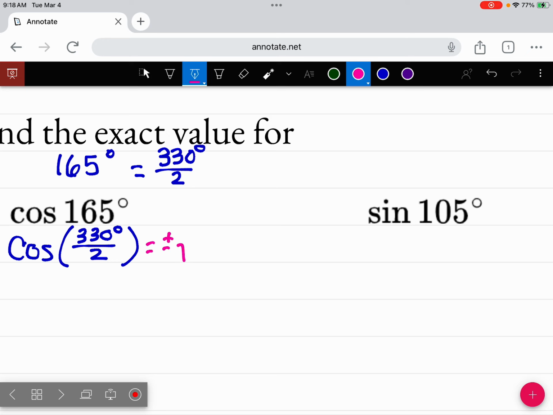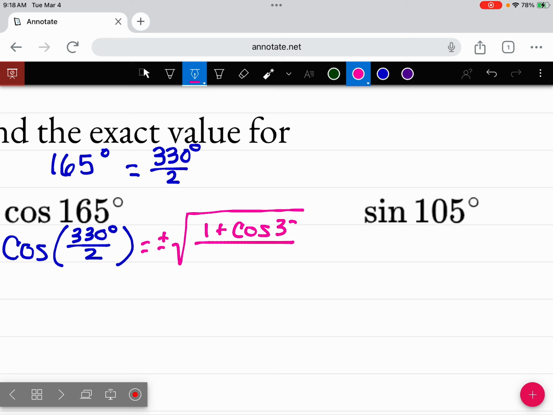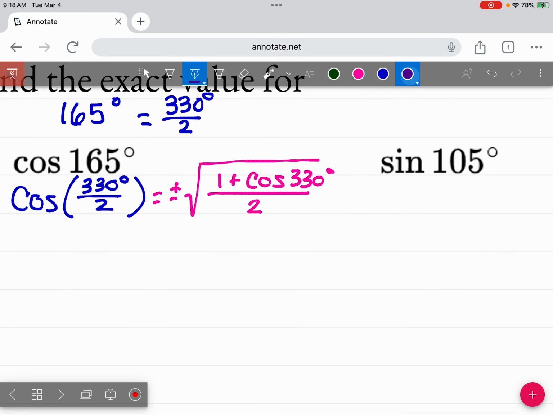plus or minus square root. We're looking at our cosine, so that's our 1 plus cosine of 330 degrees over 2. What is the cosine of 330 degrees? Square root 3 over 2. So we have 1 plus root 3 over 2, over 2.